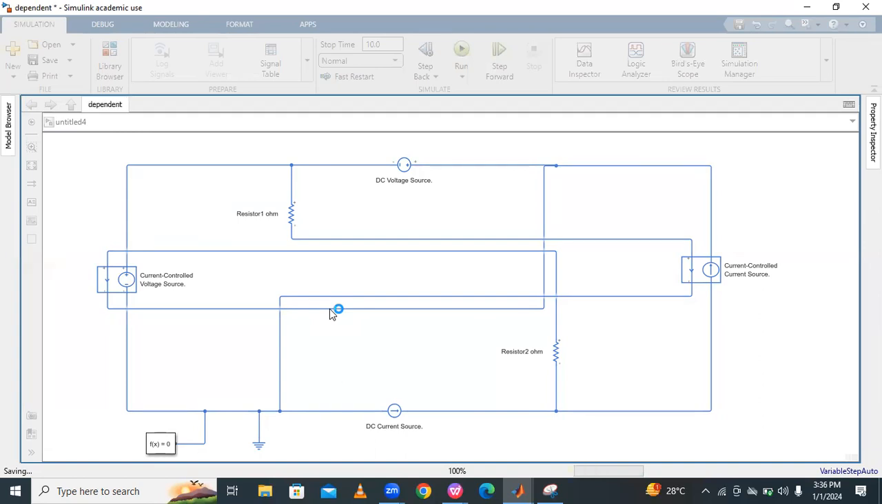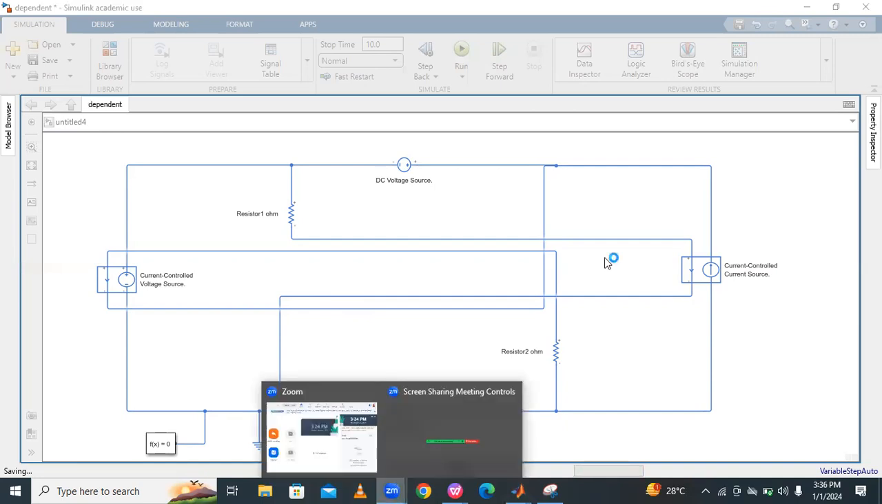It's taking some time to save and also simulate. Okay, wait for some time.